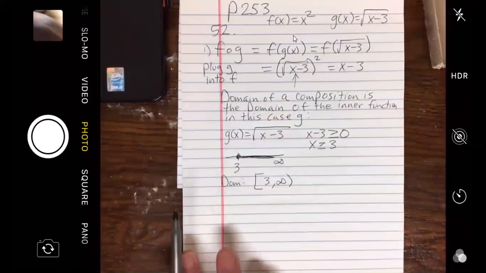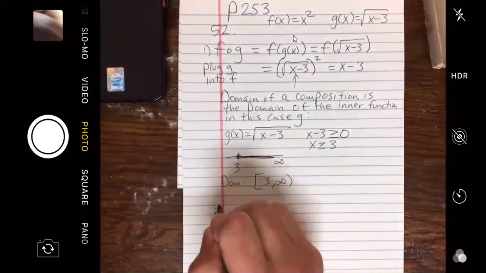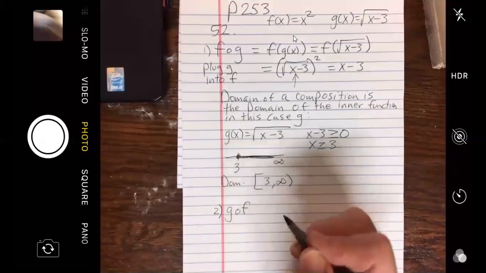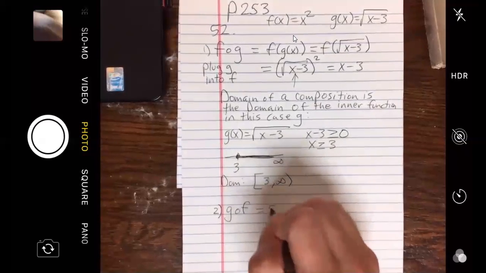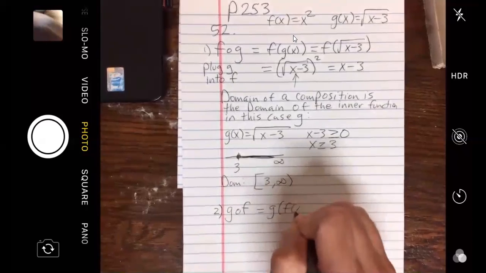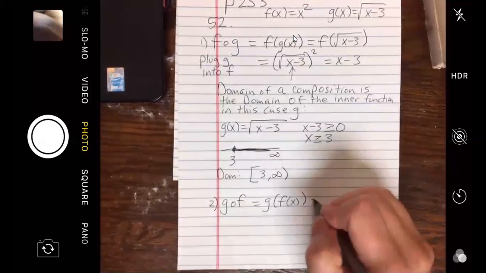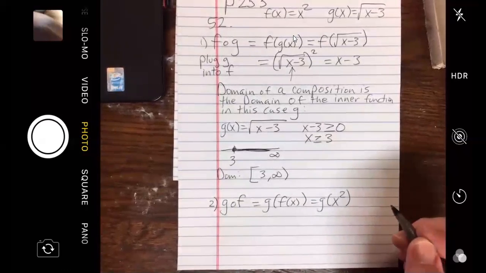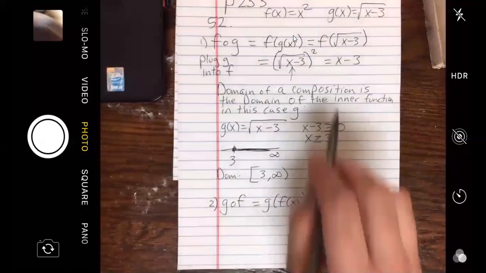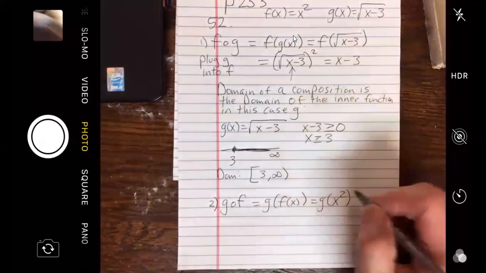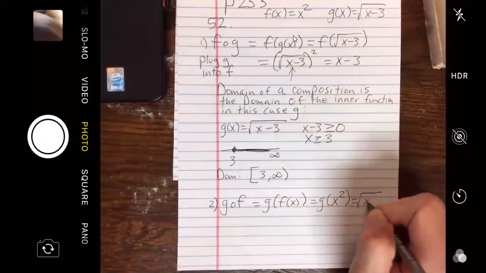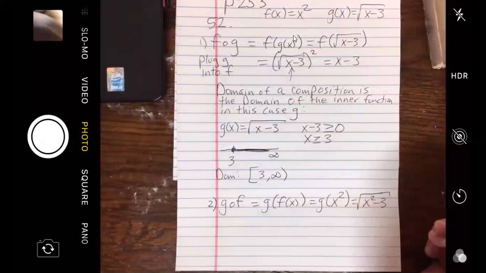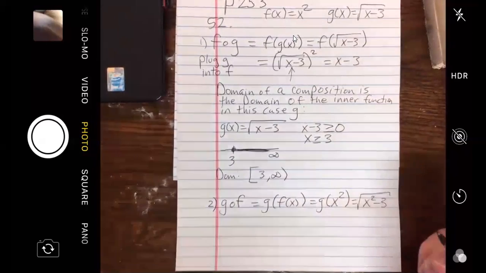All right, number 2. g of f. This is g of f of x, which is g of x squared. So that puts x squared where that x is. x squared minus 3. This is going to be a bit of a headache on a domain.